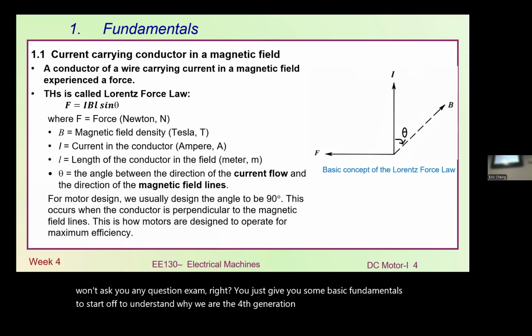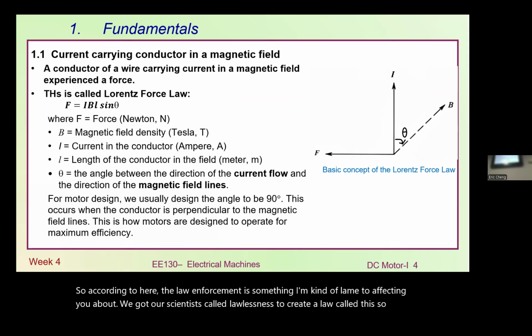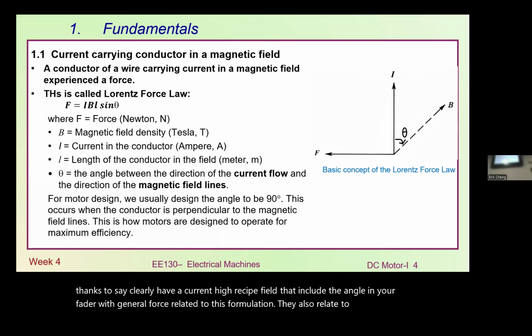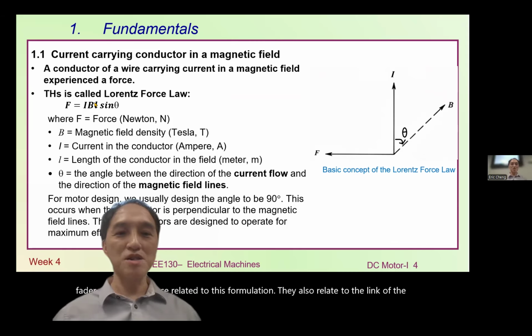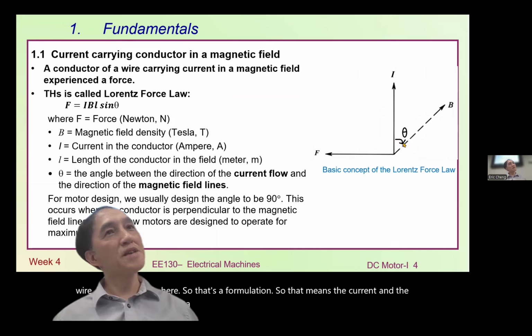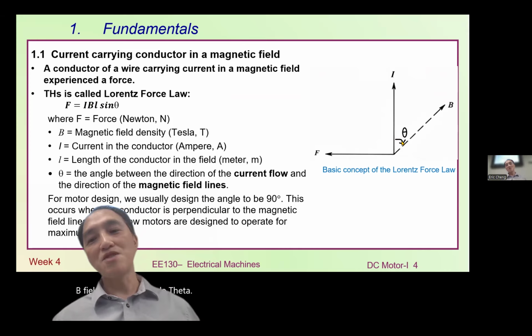So the Lorentz force is named after a scientist called Lorentz, who created this law. When you have a current I and a magnetic field B, with an angle theta between them, the force relates to this formulation. It also relates to the length of the wire, the length of the cable here. So that means the current and the B field have an angle theta between them. As long as it is not equal to 0, you can generate force.